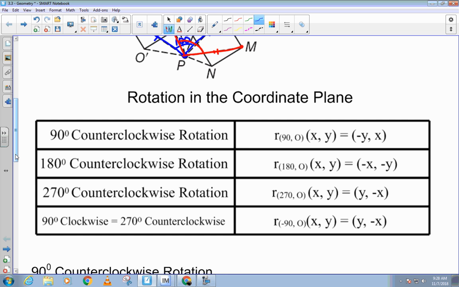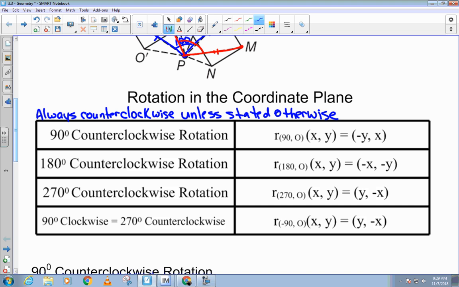Alright? Now, what we're going to do is rotate on the coordinate plane. Okay? So all of our rotations will be about the origin. Alright? And they will all be counterclockwise unless it specifies otherwise. So, it's always counterclockwise unless stated otherwise.